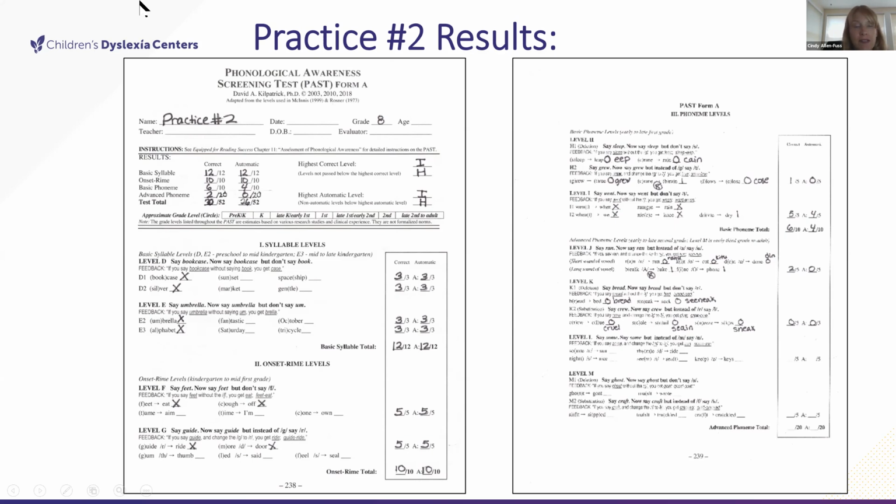I wrote that up at the top in the results. The onset and rhyme level, she had 10 out of 10 correct and 10 out of 10 automatic. So I wrote that at the top. The basic phoneme level, she had 6 out of 10 correct, 4 out of 10 automatic. So I wrote that on the top. And then the advanced phoneme level, she had 2 out of 20 correct and 0 out of 20 automatic. Even though I didn't give her level L or M, that would be 0 points counting for that one. So I didn't actually put in the totals for advanced phoneme level down at the bottom, but it would be 2 out of 20. So her test total was 30 out of 52 for correct, 26 out of 52 for automatic.